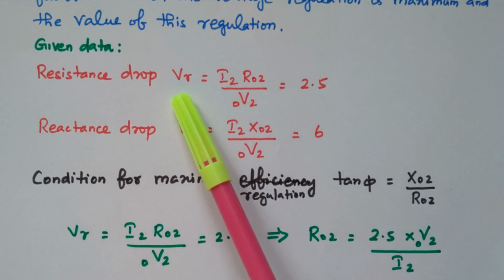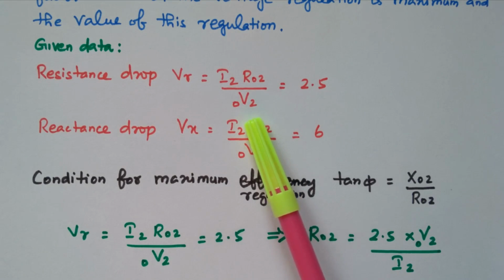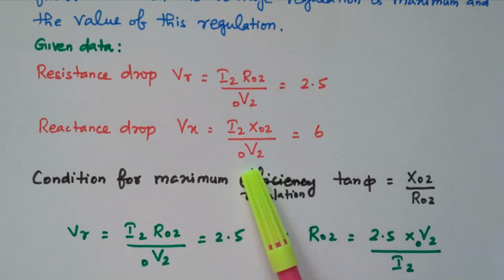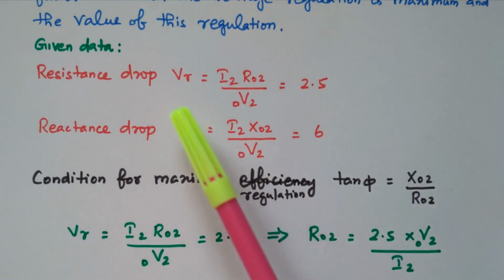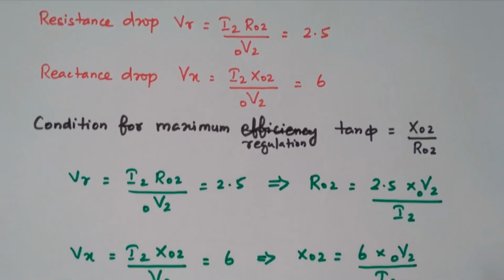The two data given in this problem are resistance drop and reactance drop. Resistance drop VR is I2 R02 divided by no load secondary voltage, equal to 2.5%. Similarly, the reactance drop Vx equal to I2 X02 divided by no load secondary voltage, given as 6%. So we have two data, VR and Vx. Now we will see the condition for maximum regulation, not efficiency: maximum regulation is tan phi equal to X02 divided by R02. The regulation will be maximum at this condition.